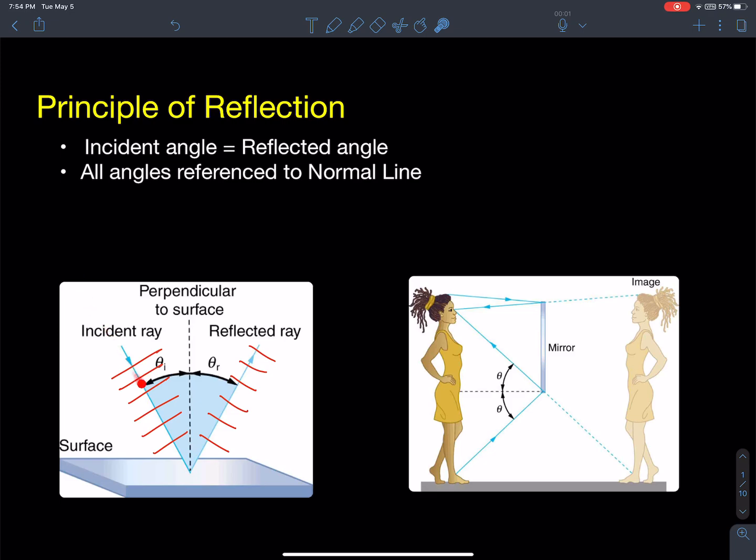So here I have a wave coming in and coming out. Here are my wave fronts. They stay the same on both sides. There's been no change. And the angle of incidence is always equal to the angle of reflection. That's the law of reflection.